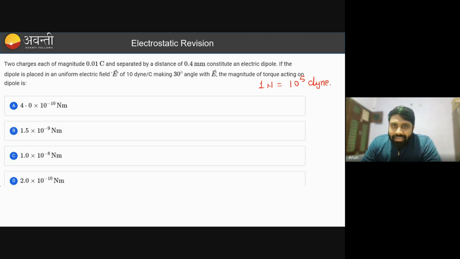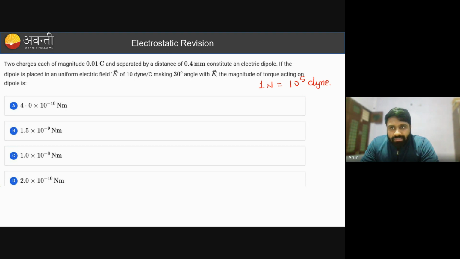Making a 30 degree angle with the electric field, find the magnitude of torque acting on it. I don't think such a simple question can be asked in JEE, but it is being asked, in the September session of 2023. So try to solve it, you have 1 minute.